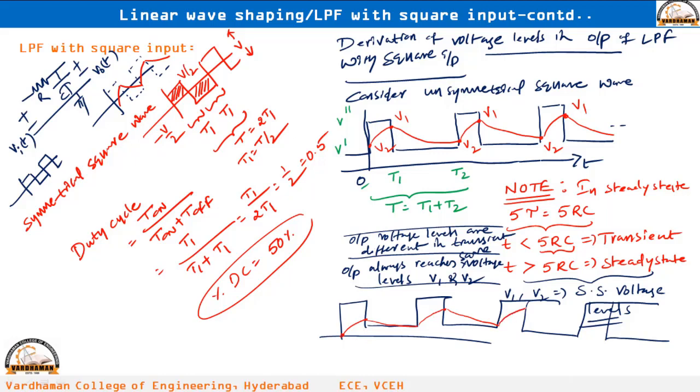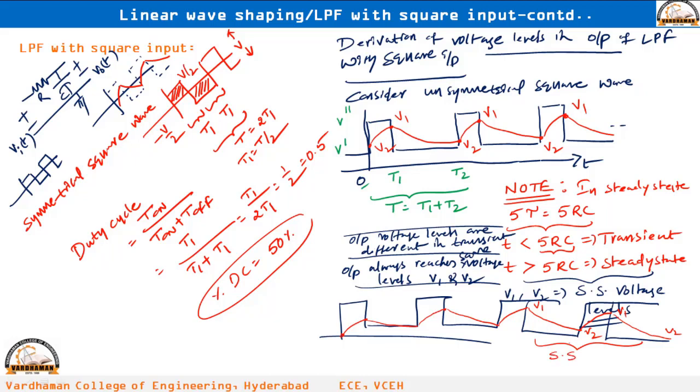Now it is charged up to here. Next it is discharged up to here. Next charged up to the same voltage level. Next discharged up to the same voltage level. Here it already reaches V1, V2, V1, V2. From this time onwards, it is always charged up to V1 and discharged up to V2. That means here it is entering into the steady state.